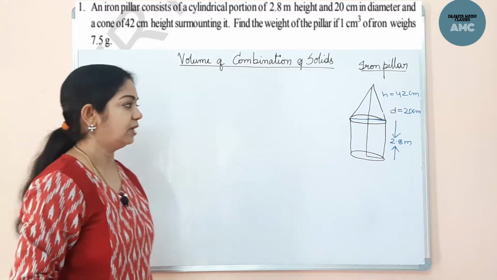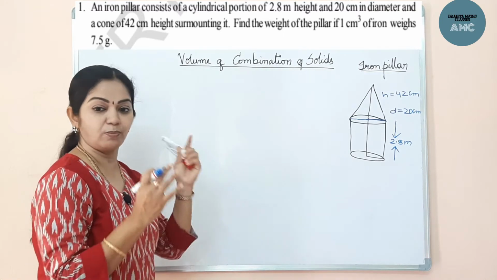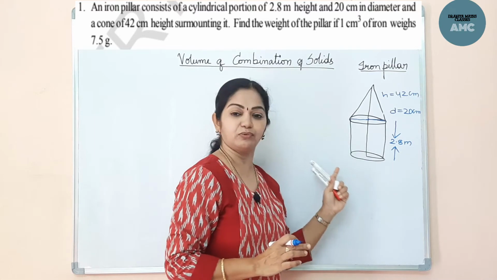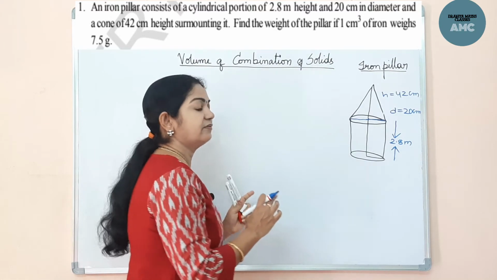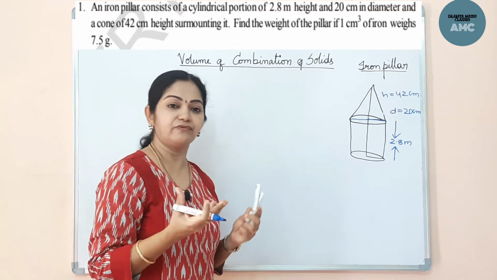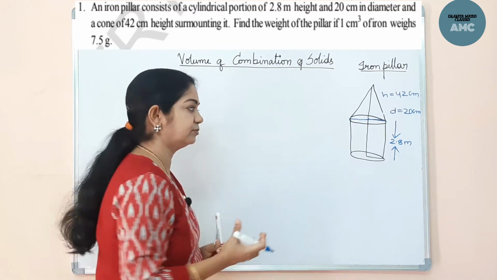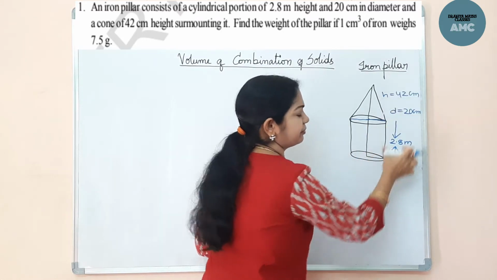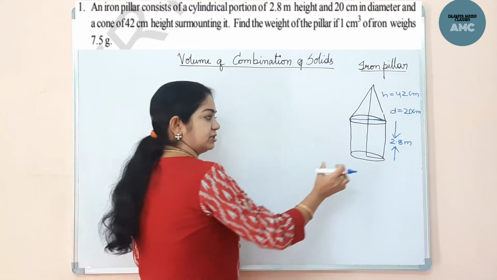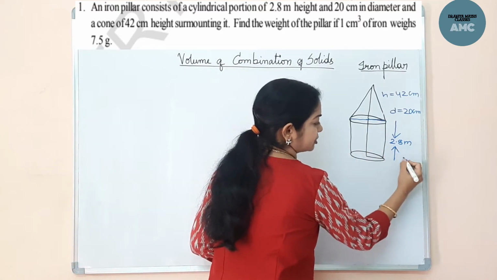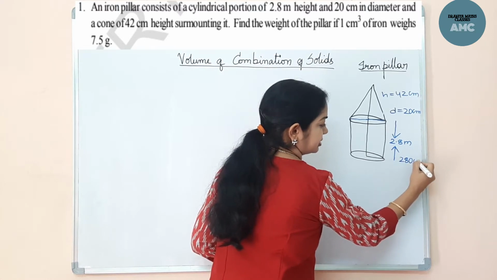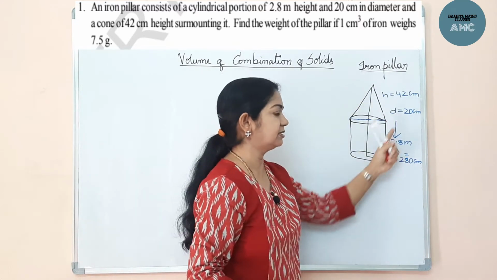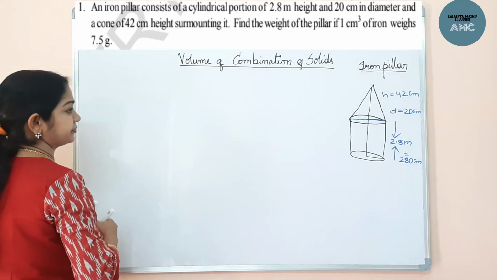All are given in centimeters except for one dimension, that is the height of this cylindrical part, which is 2.8 meters. So let's find the volume, how much iron is required to make this pillar, and also the weight of this pillar we have to find. For this we have to find only the part of iron, which clearly is a volume. Also this dimension is in meters, so let me change it, because we have to bring it into the same units. 2.8 meters comes to 280 centimeters. So all are in centimeters. Now we will quickly start the problem.